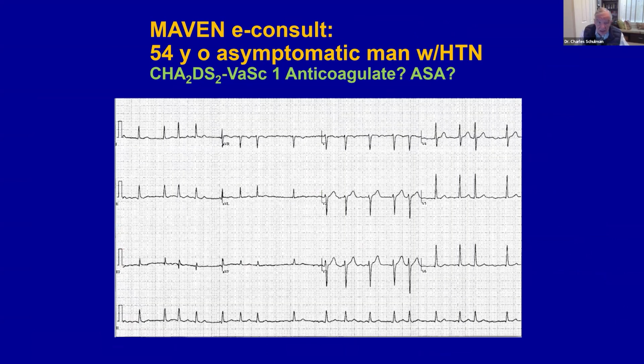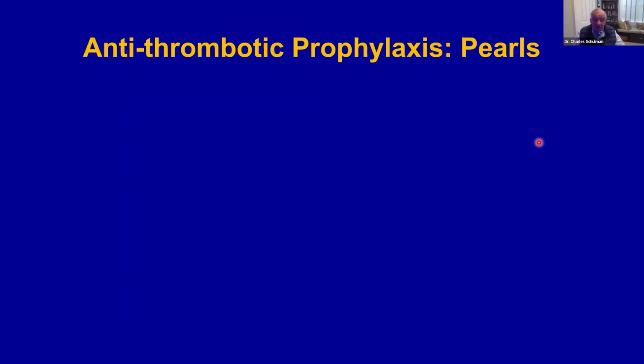So this is an e-consult that I got from the MAVEN Project. A 54-year-old asymptomatic man with hypertension. His CHA2DS2-VASc score is 1. And he has atrial fibrillation as shown here on this electrocardiogram. Should he be anticoagulated? Should we use aspirin? Well, the answer to aspirin is no. But should we or should we not use aspirin?